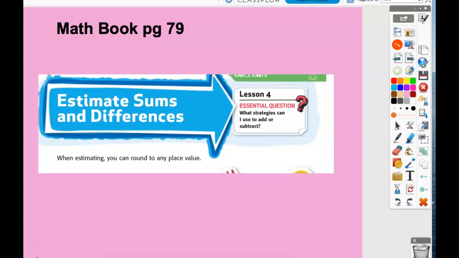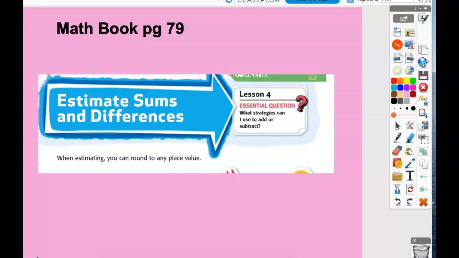So yesterday we started chapter 2 and we talked that chapter 2 was going to be about adding and subtracting multi-digit numbers. And yesterday we went into lesson 1. Well, we're going to jump ahead to lesson 4. It's on page 79 of your math book. Now, if you don't have your math book or your pens or pencil, I need you to pause the video and then come back when you're ready.